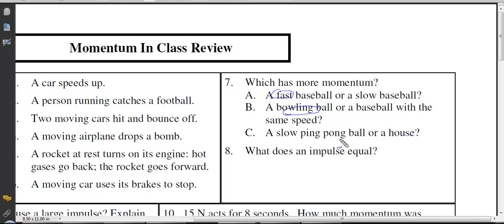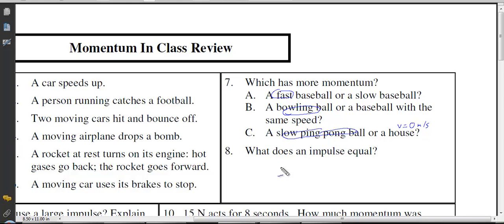A slow ping pong ball or a house, which one has the most momentum? Okay, this is where momentum is different than inertia, because a house, its velocity, unless you are traveling down a road, is 0 meters per second. So it's going to have no momentum. So even though this is a tiny slow object, it's going to have more momentum.